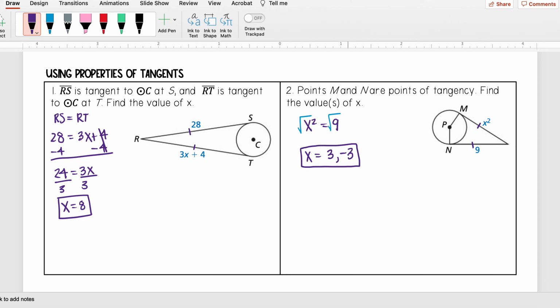And the reason why is that negative 3 squared, I'm going to write this down here, negative 3 squared is the same thing as negative 3 times negative 3, which is equal to 9. And so that means the square root of 9 can also be negative 3.